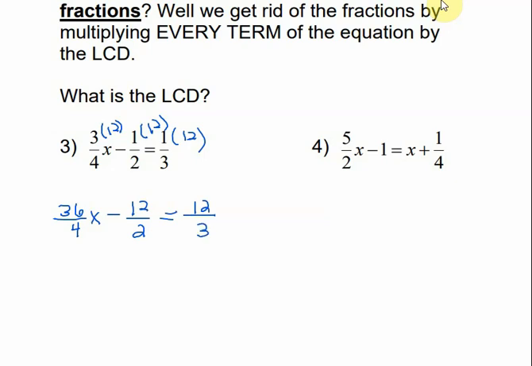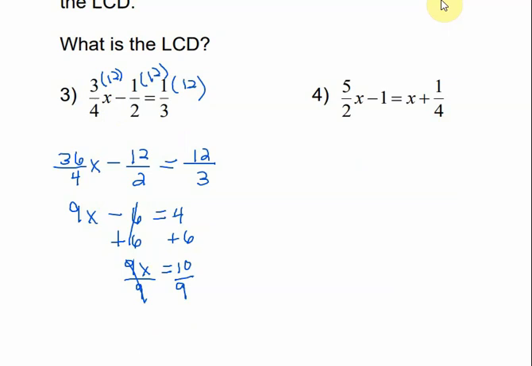Now, when I reduce my fractions, 36 divided by 4 is 9. 12 divided by 2 is 6. And 12 divided by 3 is 4. Now my fractions are gone. I'm going to solve the equation by adding 6. That leaves me with 9x equals 10. Divide by 9, and this time, since I started with a fraction, it's okay for me to have my answer as a fraction. Of course, I would need to reduce it if I could, but 10 over 9 won't reduce, so that's my answer.